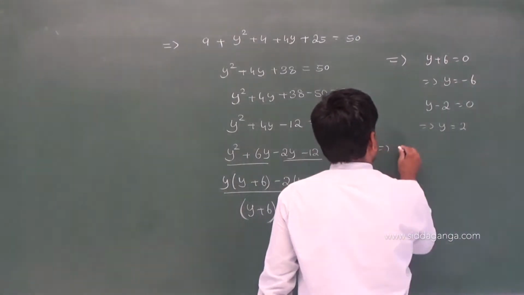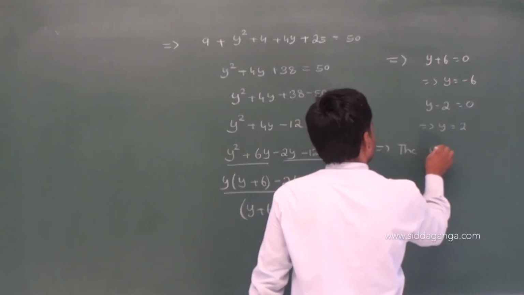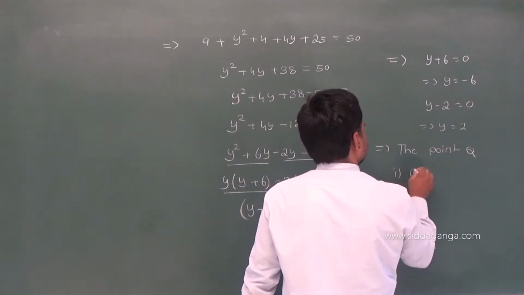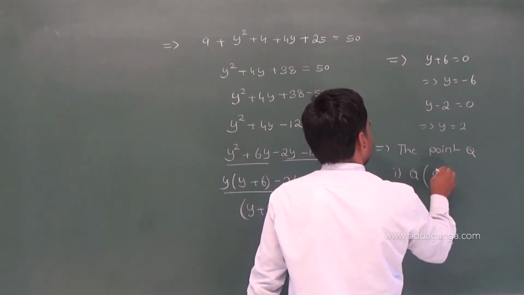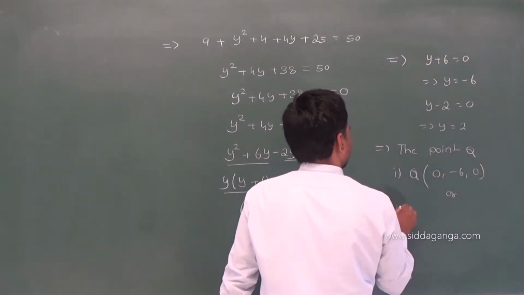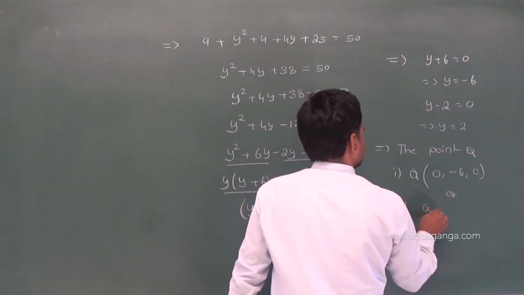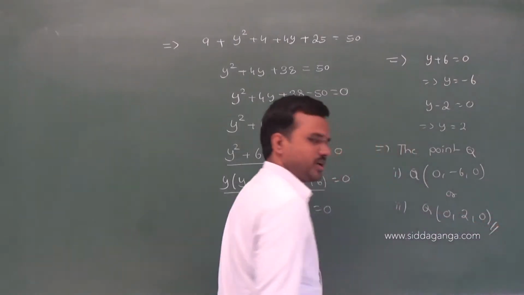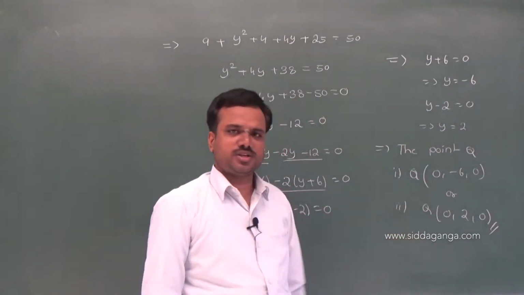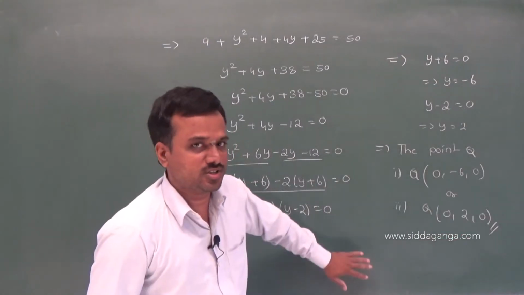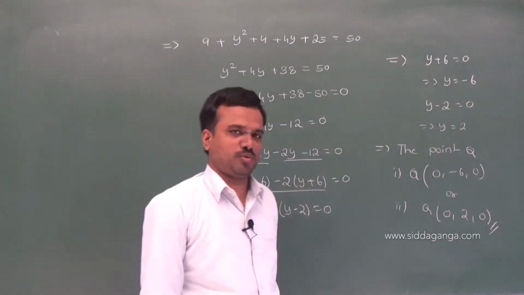Then that implies the point Q, first one, what? (0, minus 6, 0), or second one (0, 2, 0). Yes, (0, minus 6, 0) or (0, 2, 0). Understand? Okay, we solve one more problem.